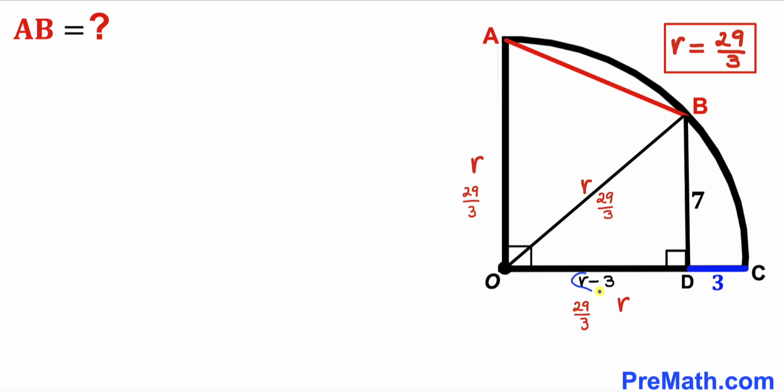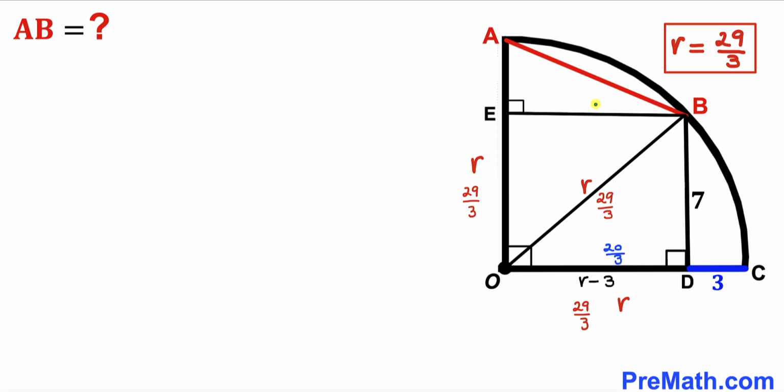So therefore this lowercase r minus 3 could be written as 29 divided by 3 minus 3. And now I'm going to tweak this 3. 3 could be written as 9 divided by 3. And if we simplify this one, that is going to give us 29 minus 9 divided by 3. So therefore our lowercase r minus 3 value turns out to be 20 divided by 3 units. So thus our segment OD length turns out to be 20 divided by 3.